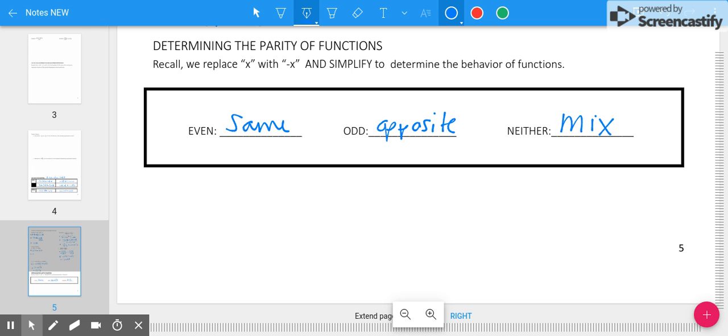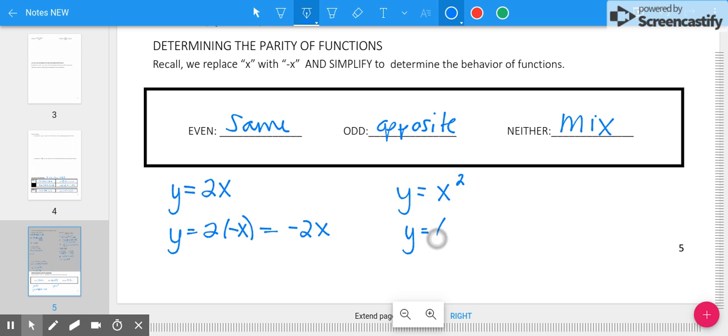So if we look at an example, maybe we have y equals just simply 2x. So to figure out parity, I would put in 2 times negative x, which is negative 2x. So since 2x and negative 2x are exact opposites, this would be an odd function. But if I look at x squared, then when I plug in negative x, in this case, the negative gets squared, so it's still x squared. I get the same exact thing, x squared and x squared, so that's even.